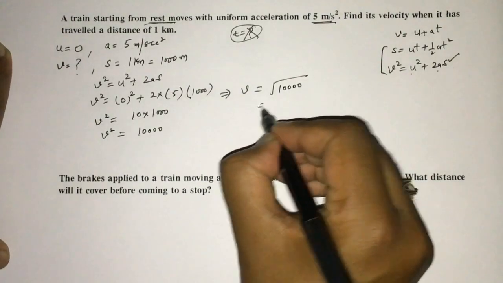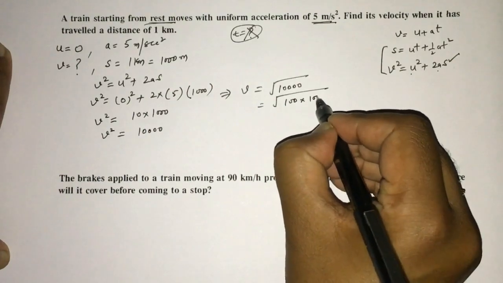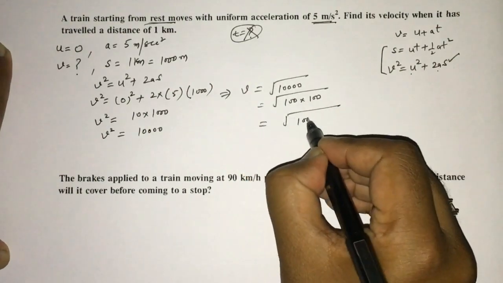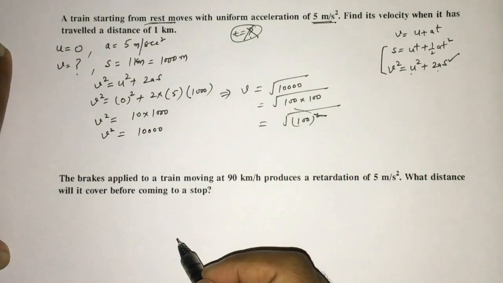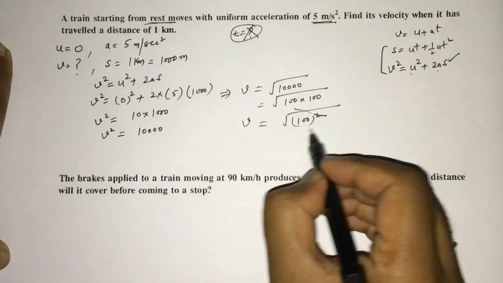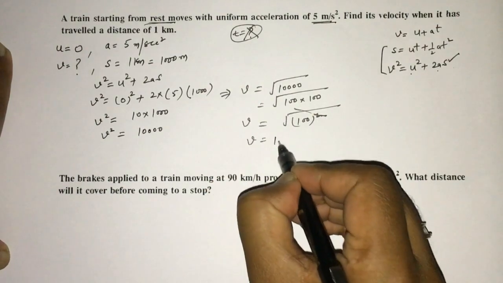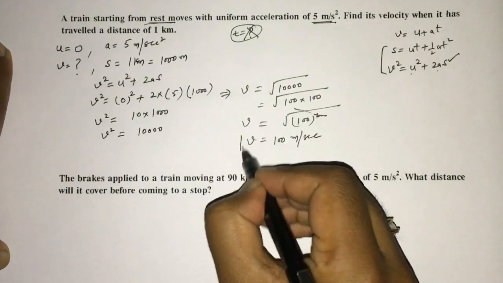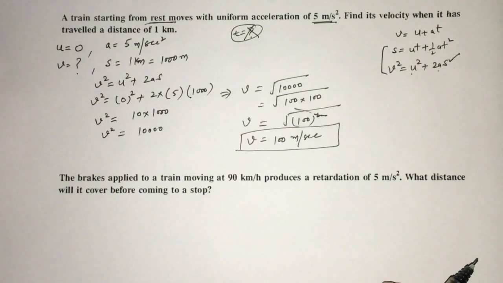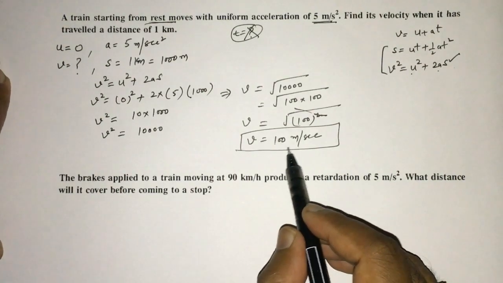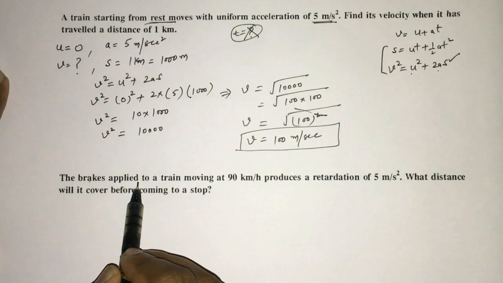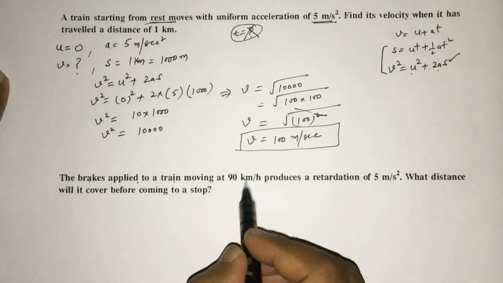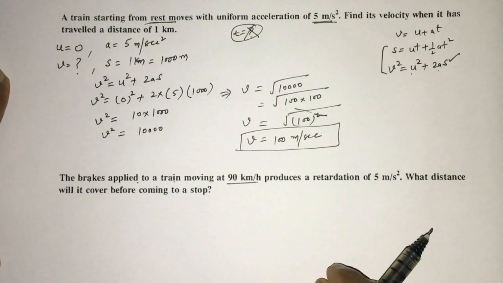10,000. Fine. Under root 10,000 means 100 into 100, or you can say 100 square. And this square root cancels with the square, 100 square. Fine. So v becomes 100 meter per second. So the final velocity of the train is 100 meter per second. Clear? Now the next question is, the brakes applied to a train moving at 90 km per hour.